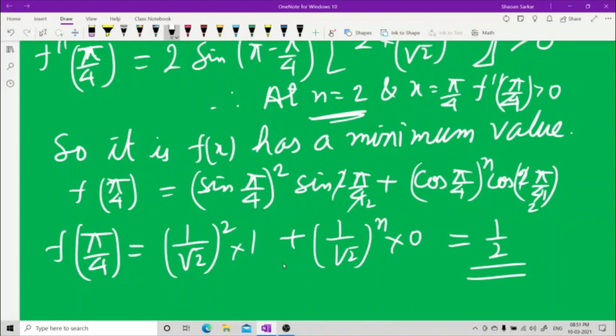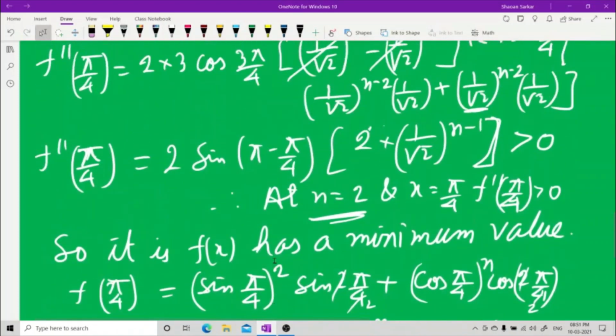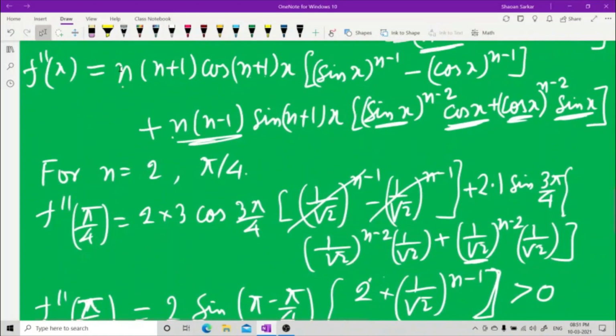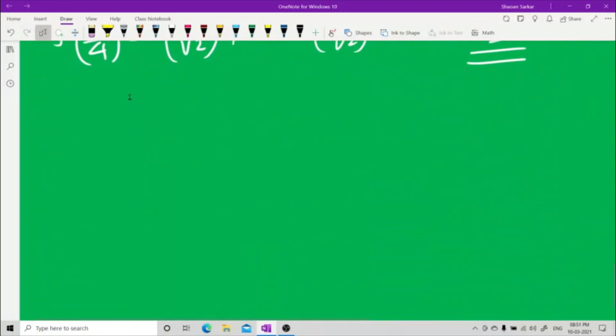So now we have to check for n equal to 4 or n equal to 6. Here we have to check for this, for n equal to 4. Let's write down this expression again. You have f double dash x.